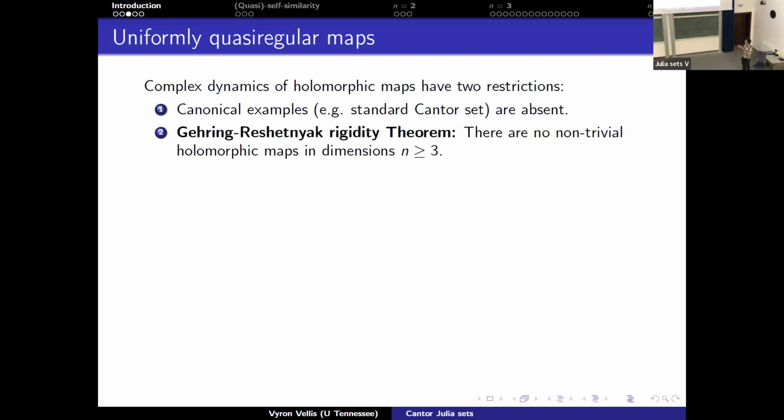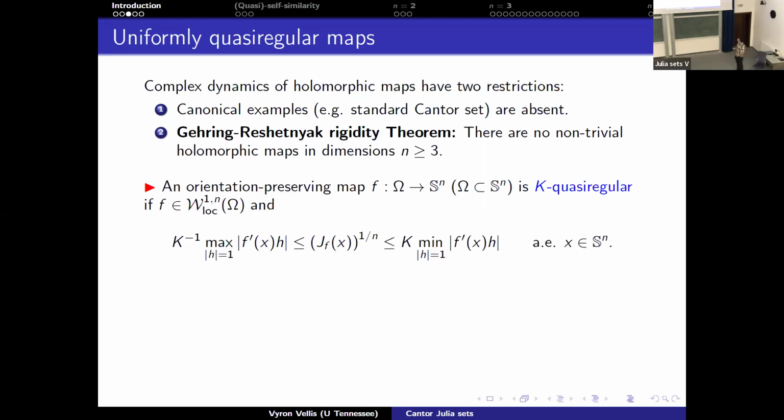So these 2 restrictions, among other things, have led to a generalization of holomorphic maps, which we call quasi-regular maps. They have been mentioned before in a slightly different context. So what do I call a quasi-regular map? A quasi-regular map is an orientation-preserving map which is in the Sobolev W^{1,n} class. That means that it's differentiable almost everywhere, and its derivative is n-integrable locally. And it satisfies this distortion inequality for almost every point, where here in the middle I have the Jacobian.